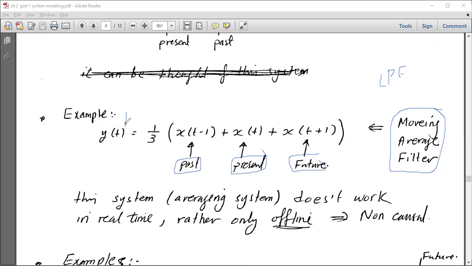If you want, you can just test the point at t equals 0. Here you see it is t minus 1, this is at 0, and this is at plus 1. So this is the future, future anticipated. So this is a non-causal system, and this system doesn't work in real time, it's an offline system. You have to wait for all the symbols you receive, and then you start doing a kind of processing. So this is a non-causal system.